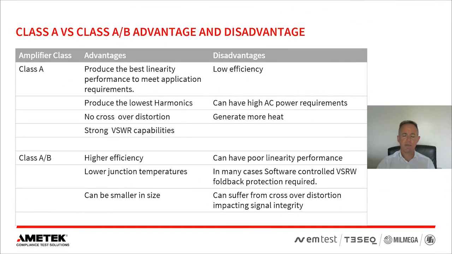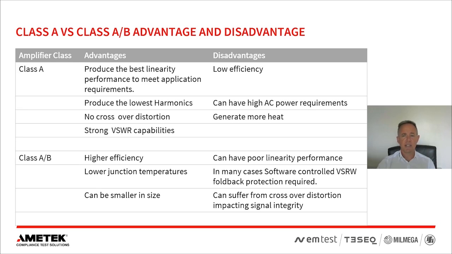So we know a chosen bias can affect the overall performance of an amplifier, with Class A offering the most accurate reproduction of the input signal, lower harmonic performance, no crossover distortion and strong VSWR protection capabilities. However, this does come at the cost of lower efficiency, requiring a higher AC power input and will generate more heat. Class AB amplifiers are more efficient, can offer lower junction temperatures to the internal transistors and are typically smaller in size. This comes at the cost of linear performance.